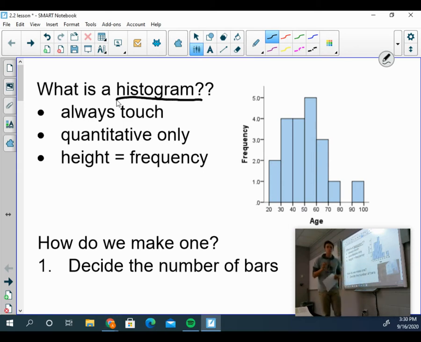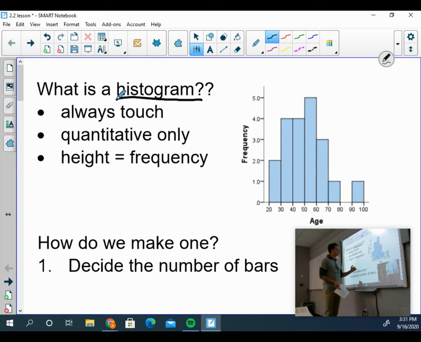The histogram is a specific type of bar graph that is very convenient and useful for portraying statistical data. So what are the features of a histogram? Well, the bars are always going to touch, okay? Unlike some bar graphs, the bars are going to touch in a histogram. In addition, you are going to be using only quantitative data. You're not going to be using any categorical or qualitative data. Nothing word-based or put into categories. It's going to be quantitative data.